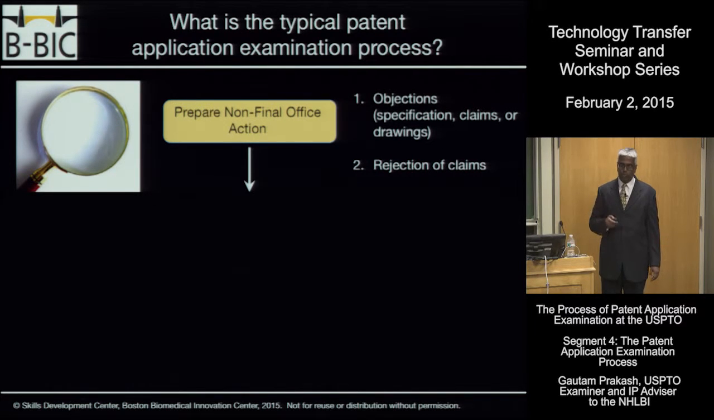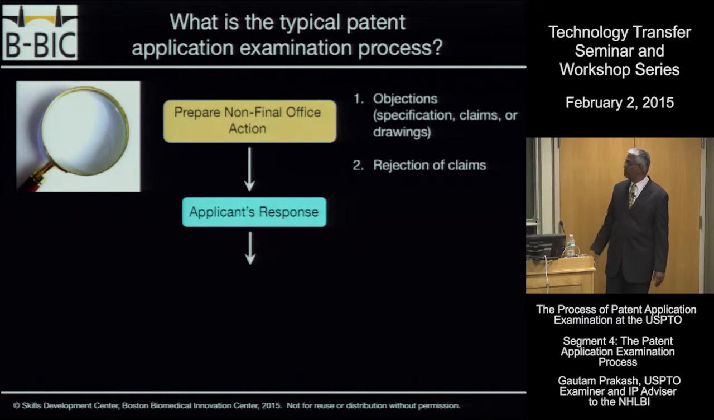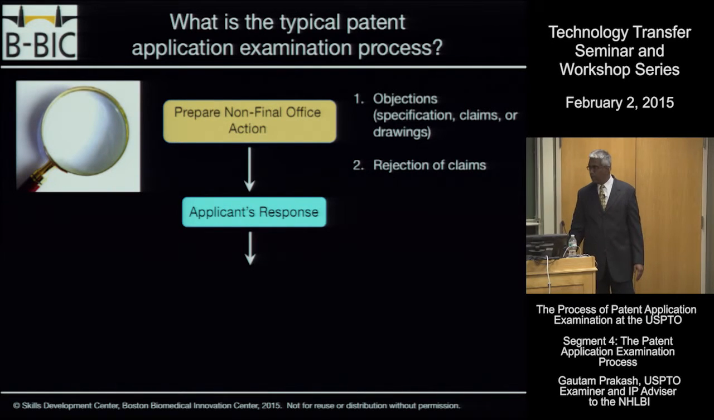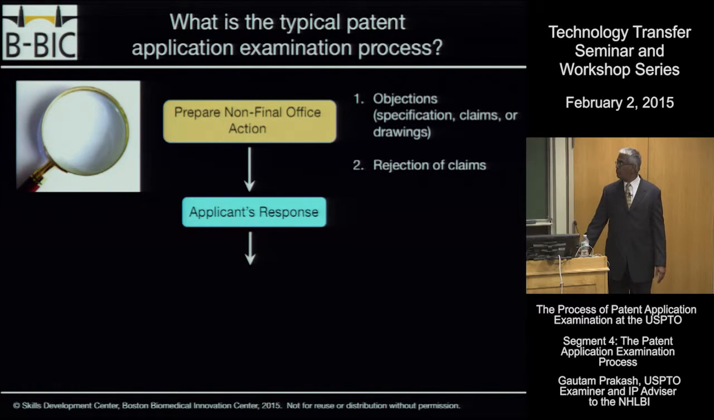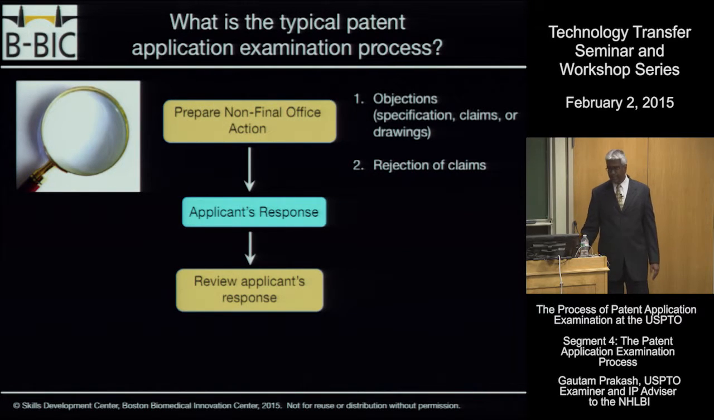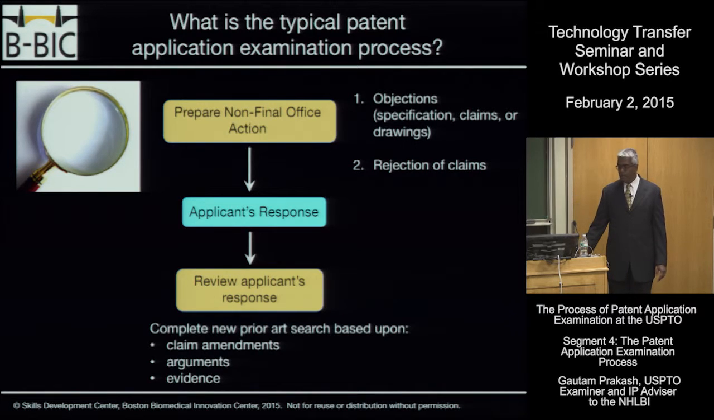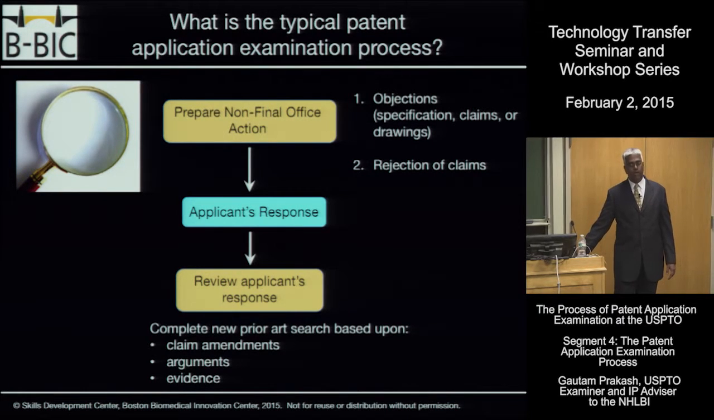Just by way of review, I'm looking for: are the claims anticipated? Are they obvious? Have you described enough? That's what 101, 102, 112 goes into. Okay. So I said you are able to respond to my non-final office action. I will then review your response, and I will complete a new prior art search based on what you have done.